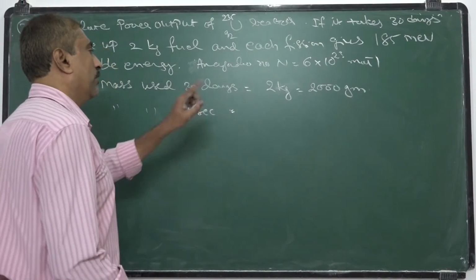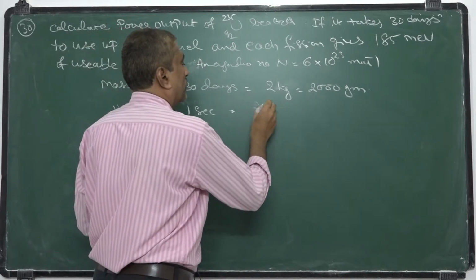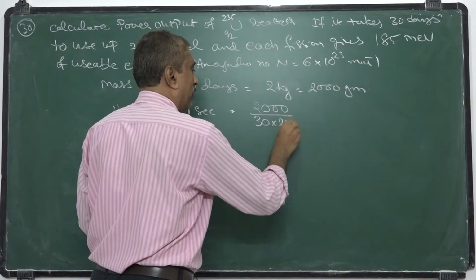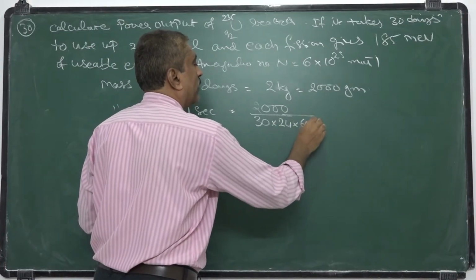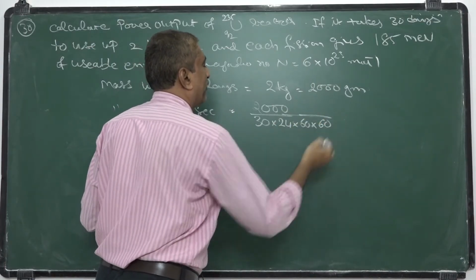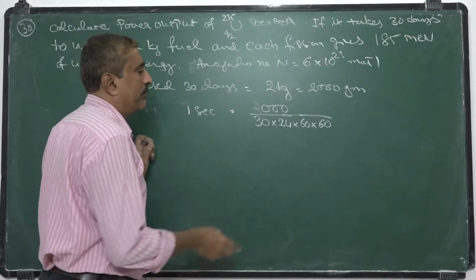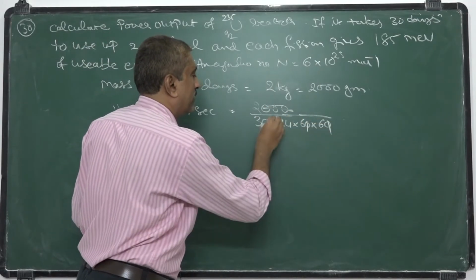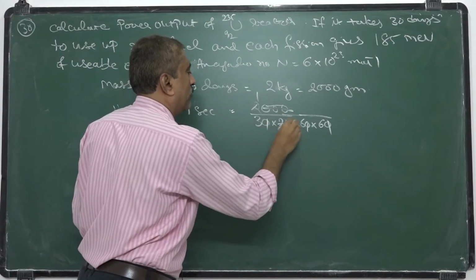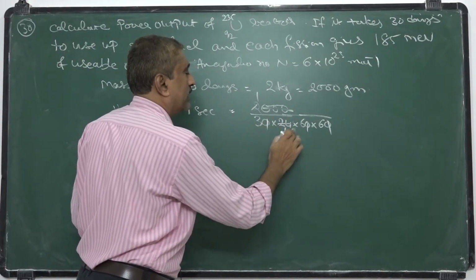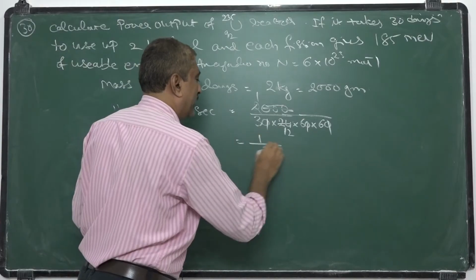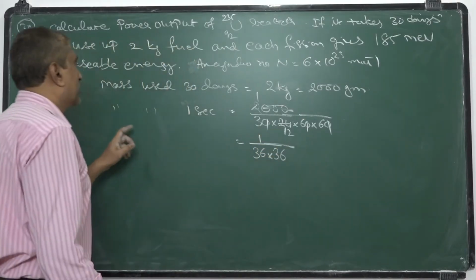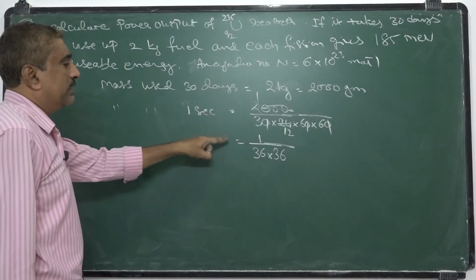Mass used in 1 second means 2000 divided by 30 days. 30 days means 24 hours into 60 into 60. Okay. Now these 3 will get cancelled in this, and 2 is 1 by 12. So 3 twelves is 36 and 6 sixes is 36. That is 1 by 36 into 36. So mass used per second is this many gram.